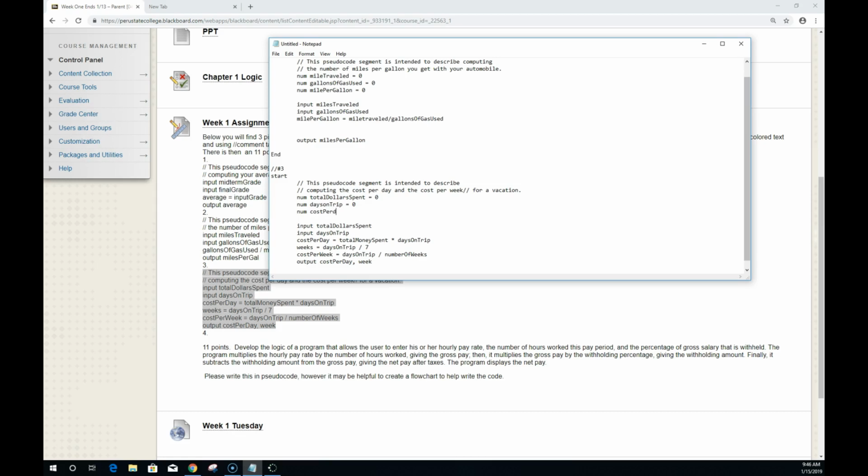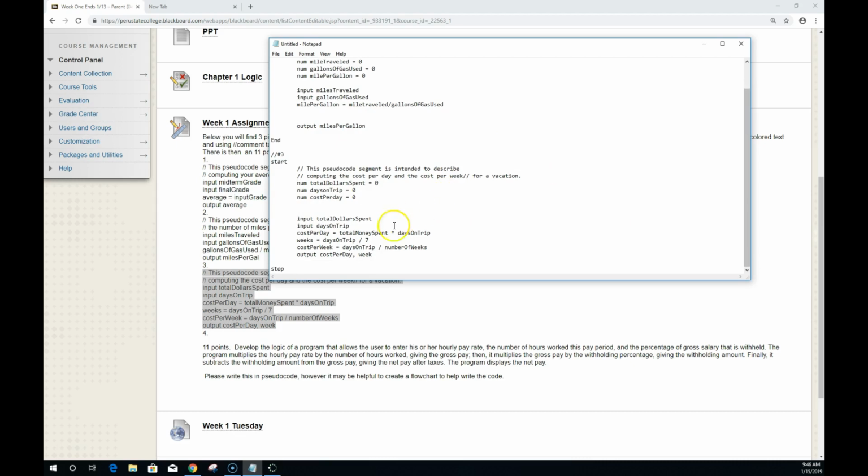Cost per day equals 0. Holy cow, this program has a lot of variables. Total, so total money spent. Alright, so I'm going to stop there for a second. What kind of issues do we have with this to start with? Is there an issue anywhere in the first line?